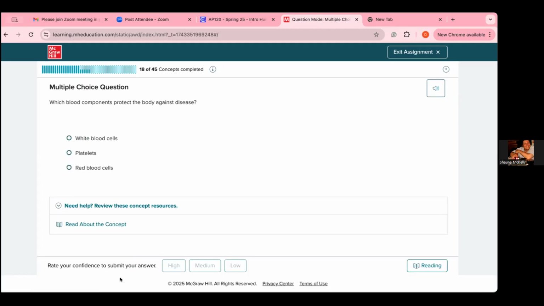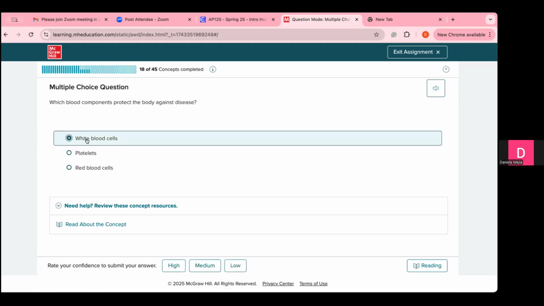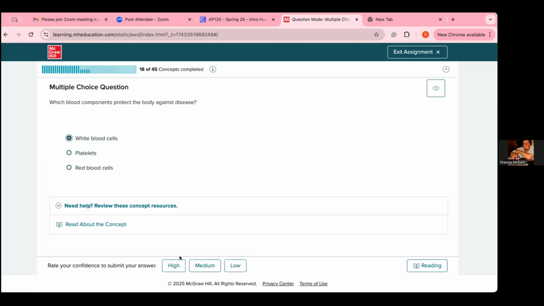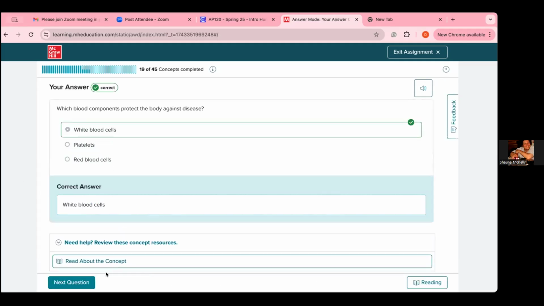Which blood cell component? Okay, you should remember this question. They gave you this question before. Which blood cell components protect the body against diseases? Would it be white blood cells? That's white blood cells, right? Good job.